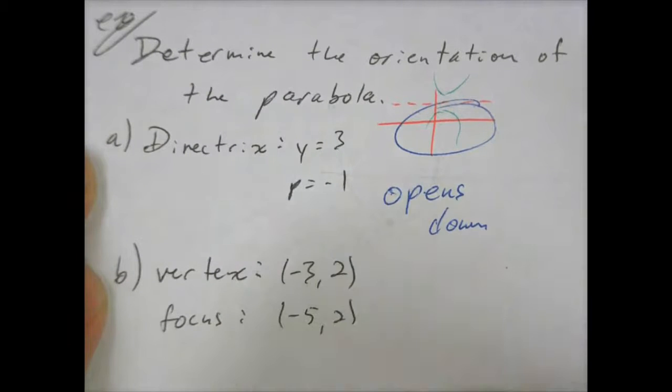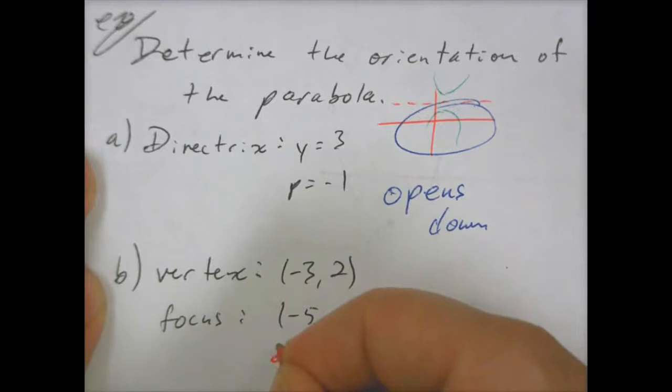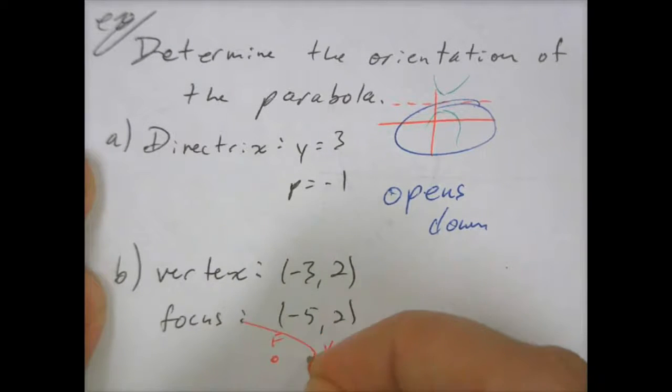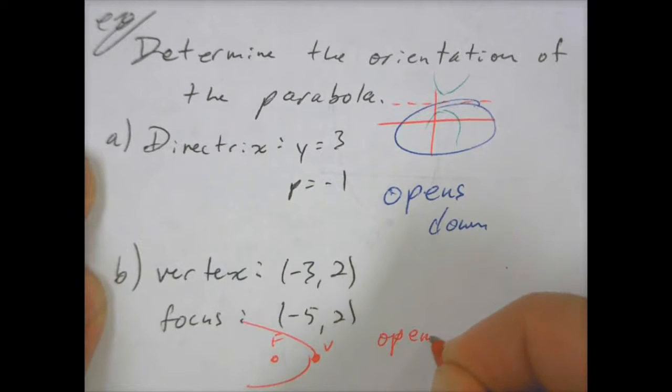Okay, in the next one, your vertex is (negative 3, 2). So if I go (negative 3, 2), the focus is (negative 5, 2). That's my vertex. So the focus is further, same on there. So there's my focus, which means it would have to open something like this. So all I have to say is opens left.